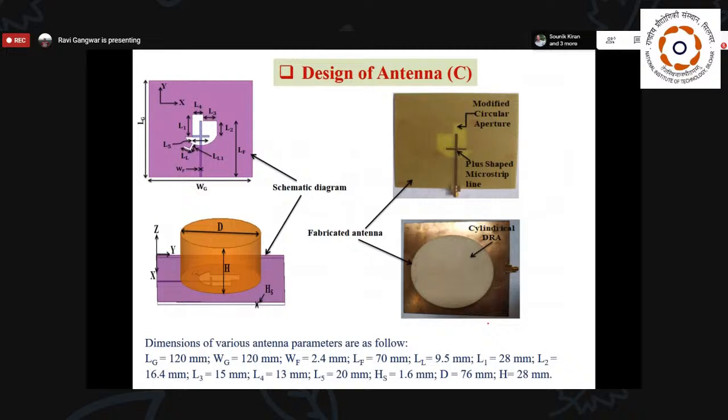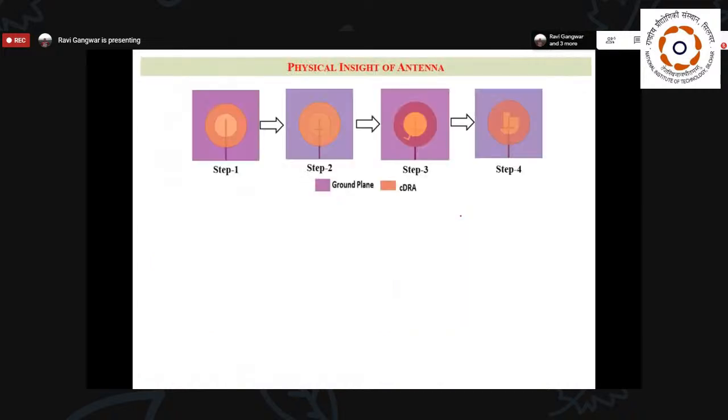Now the design C. In this design C, we have used your innovation into your feeding structure, especially this aperture design. And due to this aperture, we are able to get your multiple bands into your structure. But this aperture is basically going to provide the necessary condition to excite your multiple modes inside the DRA. So we can say that this is an example of your multi-mode generation or multi-mode creation into your dielectric resonator antenna. So here I have given your physical insight of your antenna.